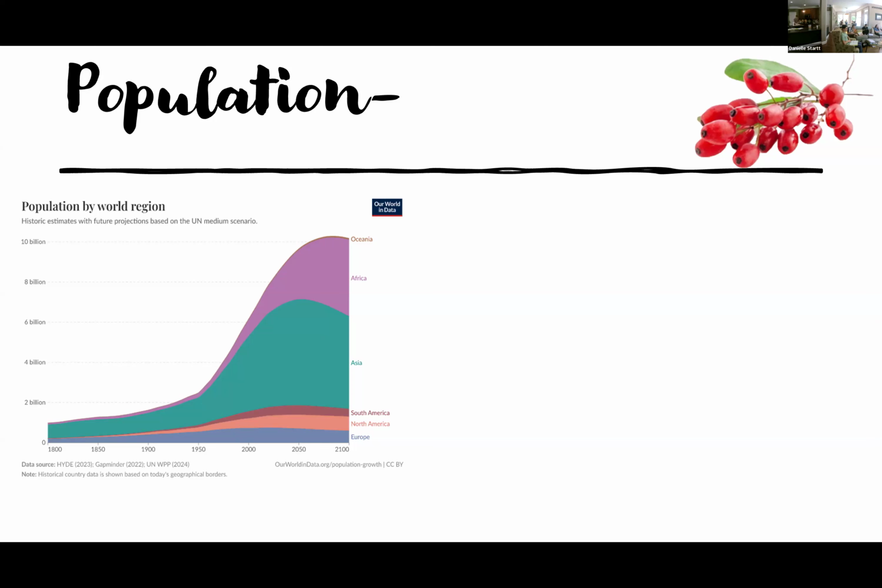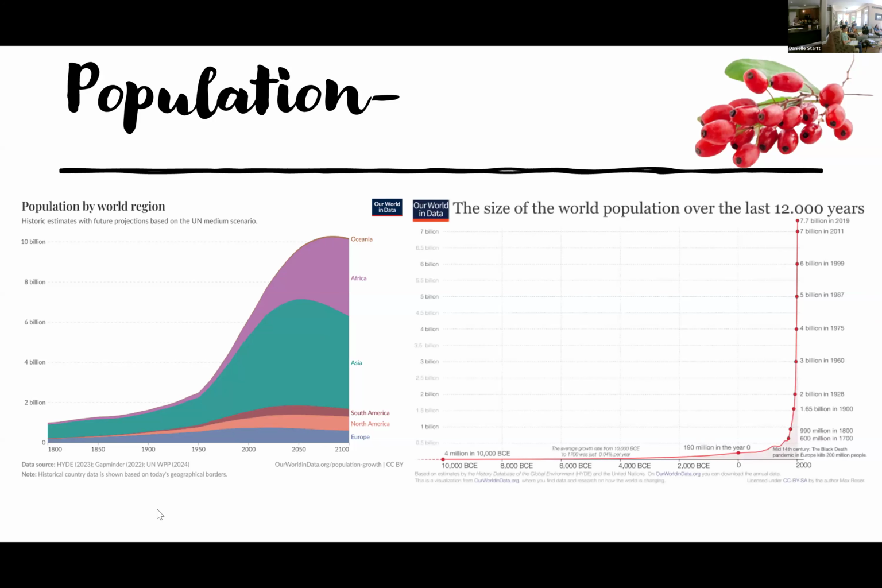And if you look at this graph, it goes to the year 2000, but it starts at 10,000 BC. So this is showing you 12,000 years of human population growth. It's kind of fascinating. At the year 10,000 BC, there were 4 million people. By the year 0, so 10,000 years later, there were 190 million people.